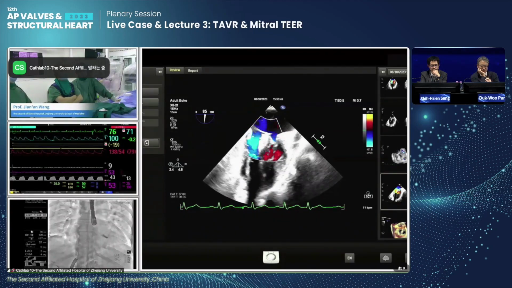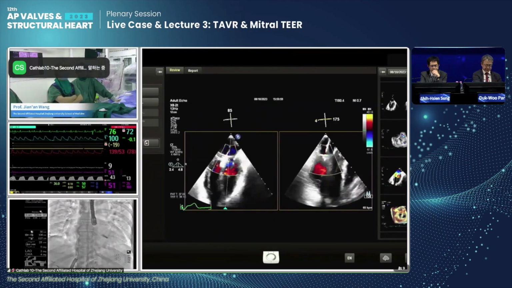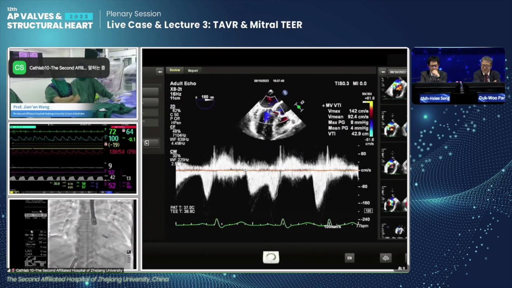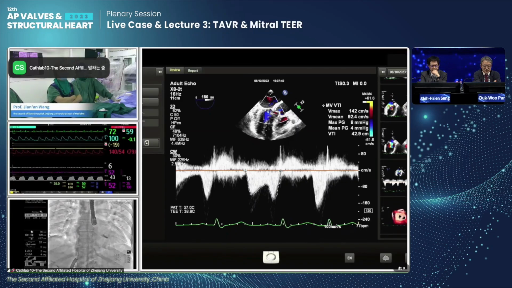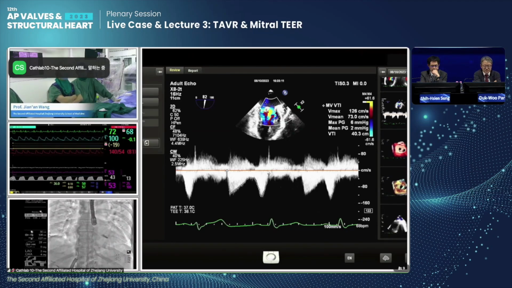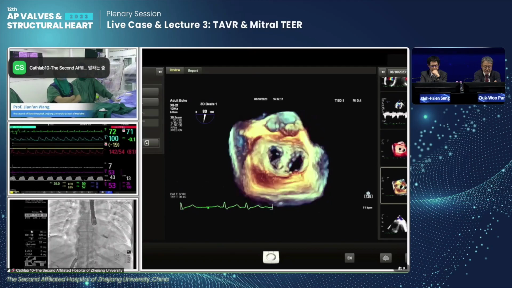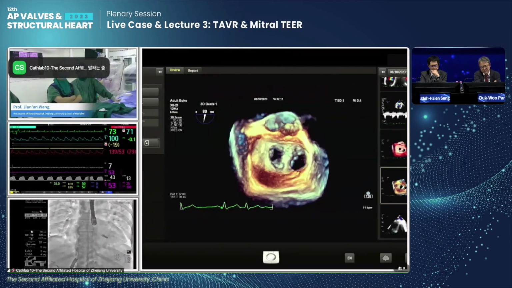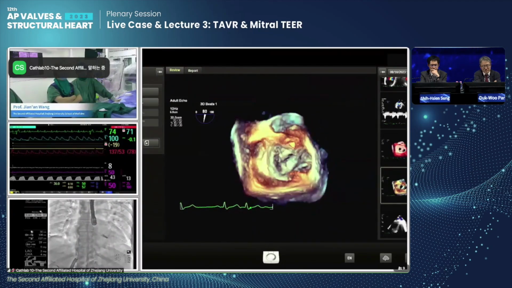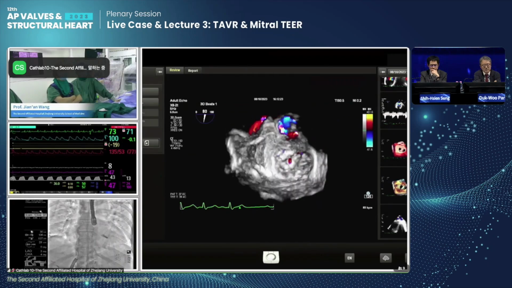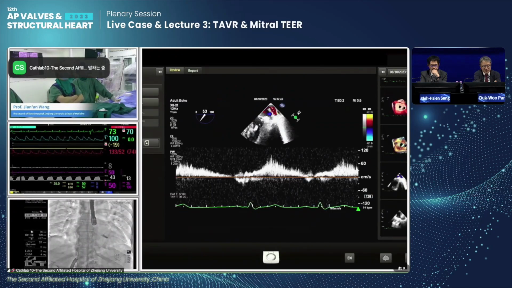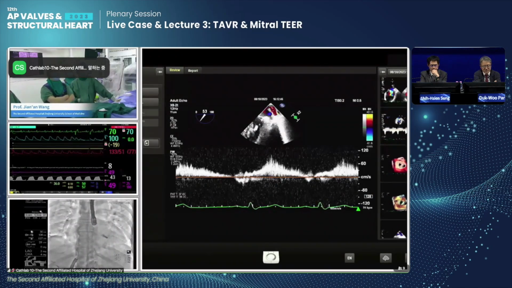And the gradient looks good, about 4 to 2 millimeters of mercury. We check there's no residual prolapse. So then we release the valve. After the total release, you can see right here, the orientation changed a little bit. However, there's only trace regurgitation. And also the blood flow of the pulmonary vein is good. Then we finish the procedure.